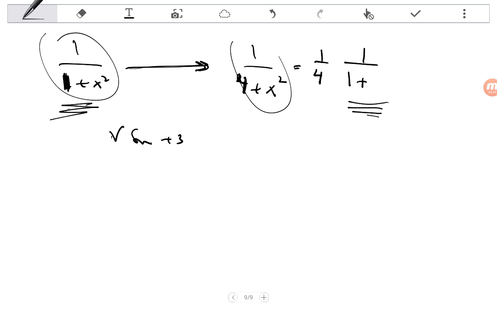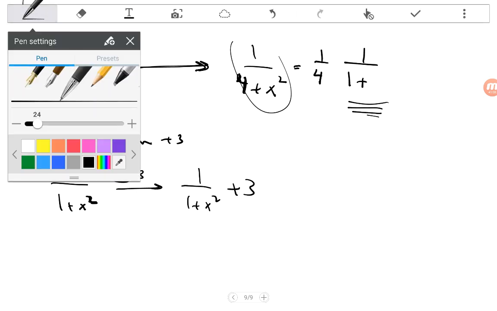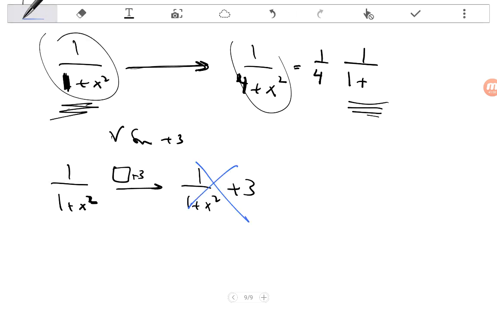If I make a vertical shift plus 3, what would be the expression of the new function? It will be 1 over 1 plus x squared, but plus 3. This is the whole function plus 3. That is the vertical shift. Okay, so this is not what I need. I need to get this expression, where the 4 is in the denominator. So it is obvious that we will make a horizontal transformation, not a vertical one. Okay? But to express or to affect the x.